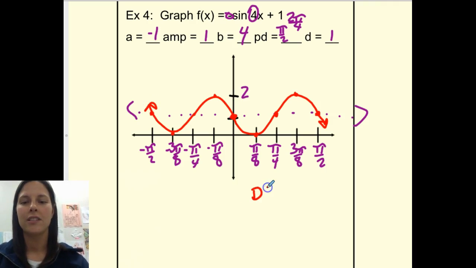Again, domain for our sine function, always all real numbers. The range, as we can see from the graph with that shift up 1, this time our minimum value is 0 and our maximum value is 2.